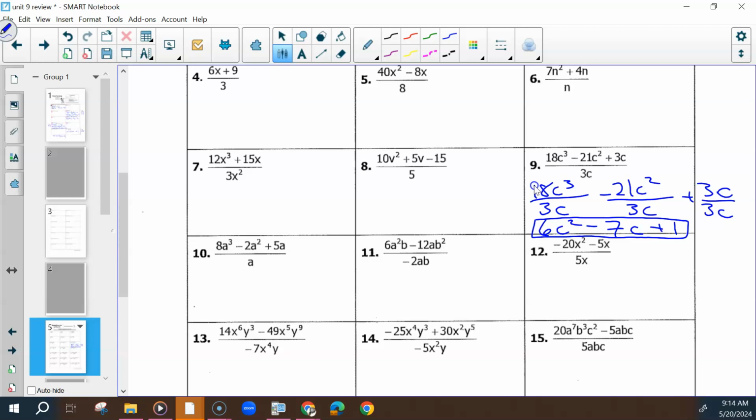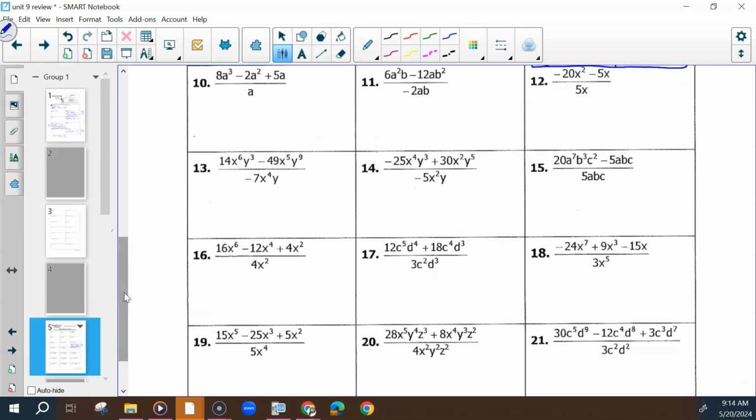Number 15. 15, you said. Okay, 15 we'll do by factoring out the GCF. You would do that for the numerator. What is the GCF of these two terms? Five, 1A, 1B, 1C. And then if I were to divide that out, I have 4. You're subtracting, so A to the 6, B squared, C minus 1, all over the 5ABC.